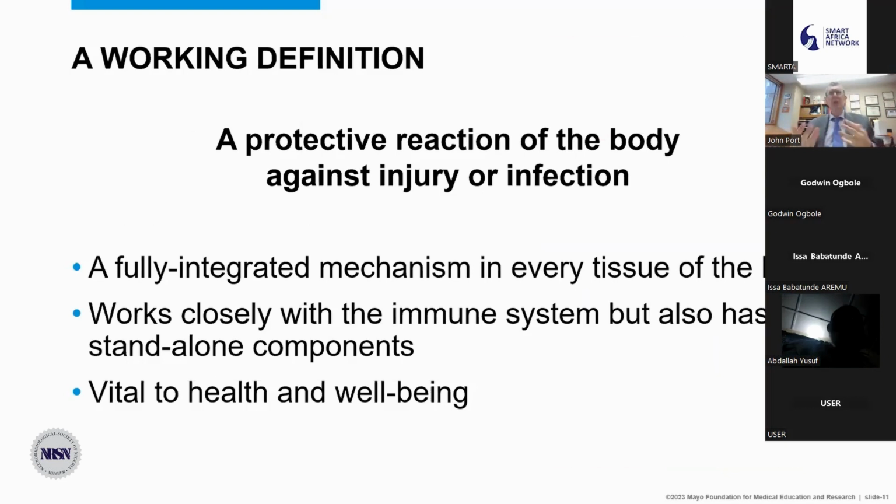Now, the inflammatory system is fully integrated in every tissue of your body. Every tissue can react to some sort of challenge using these inflammatory pathways. The key thing is that it works closely with the immune system and can call for help, if you will, from the immune system, but it is a standalone part of your body. So think of it like the first responders on the scene, and if they need help, they'll call up the immune system for extra help to treat whatever the insult was. The bottom line is you need inflammation. It's vital to your health and well-being, and if we didn't have an inflammatory response, we would not have a long lifespan.